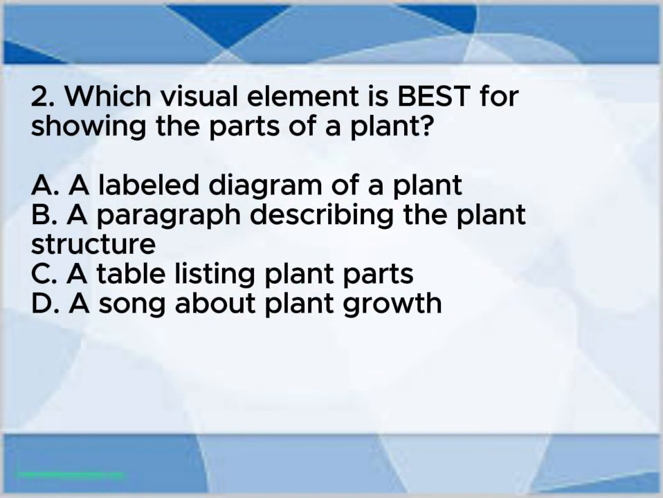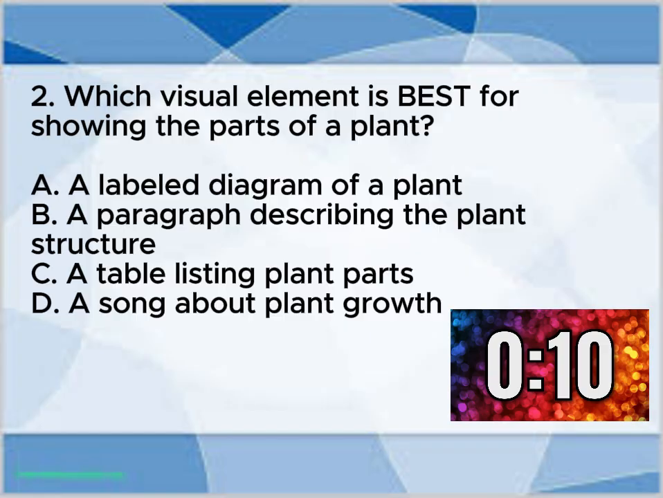Two. Which visual element is best for showing the parts of a plant? A. A labeled diagram of a plant. B. A paragraph describing the plant structure. C. A table listing plant parts. D. A song about plant growth.